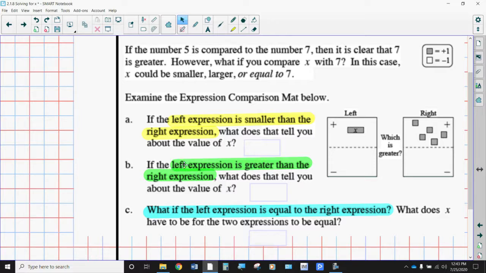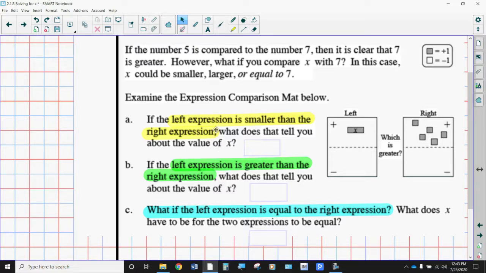For part B, if this side is greater than this side, then x is greater than 5, right? What do we know about all the possible values for x? And what would we know if these two were equal? What would the value of x have to be? Go ahead and spend a moment writing down the answer to questions A, B, and C. What do you know about the values for x given these circumstances?